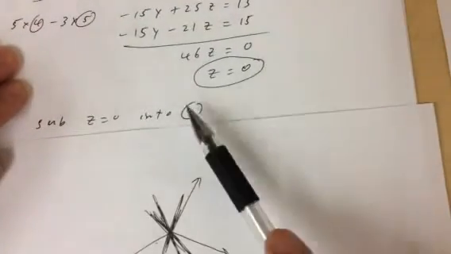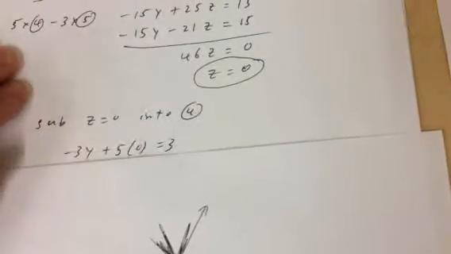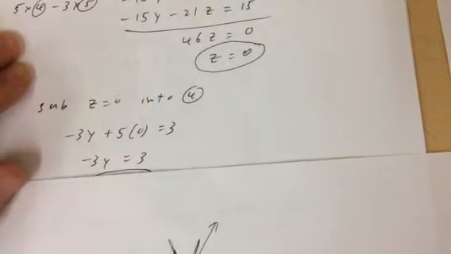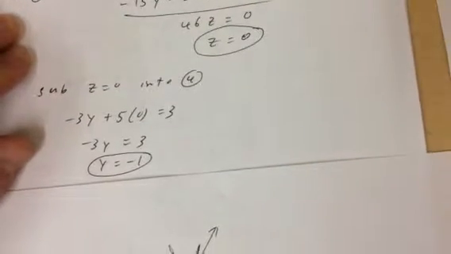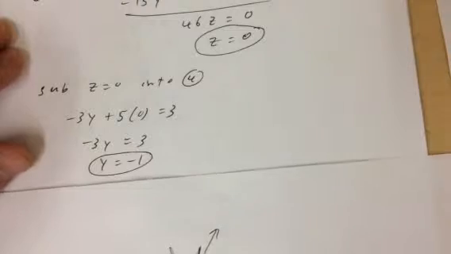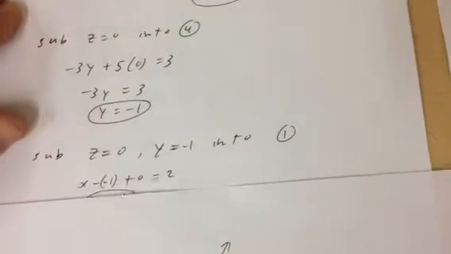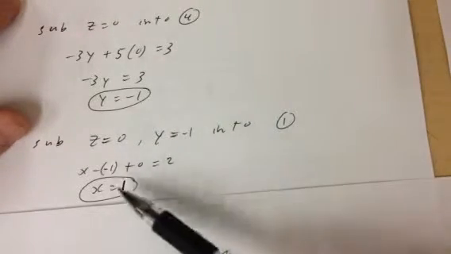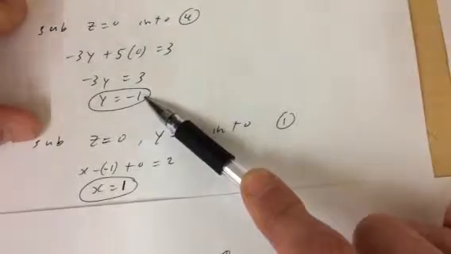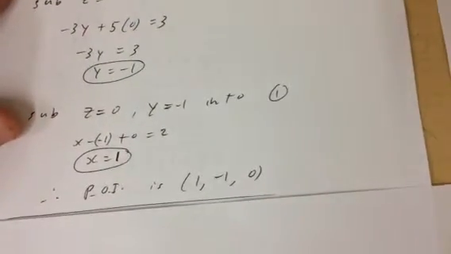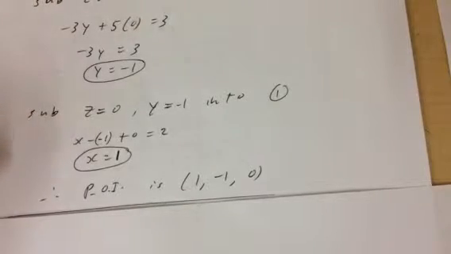I'm choosing 4 to sub it into. And we get y equal to -1. Okay? Sub 0 and y equal -1 into 1, and we get x equal to 1. Now we've got the intersection point of x equals 1, y equals -1, and z equals 0. Okay, so we're going to call that the point of intersection.